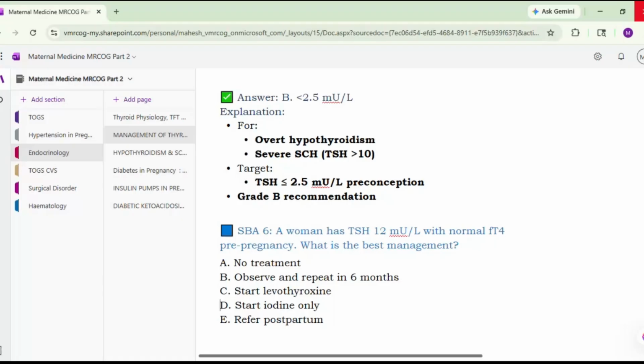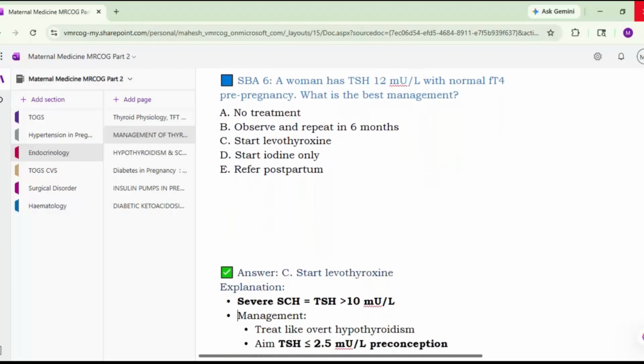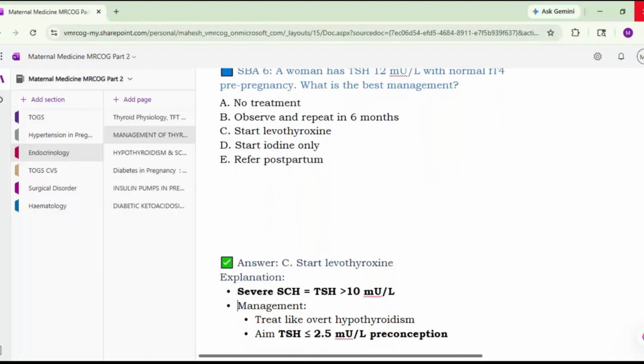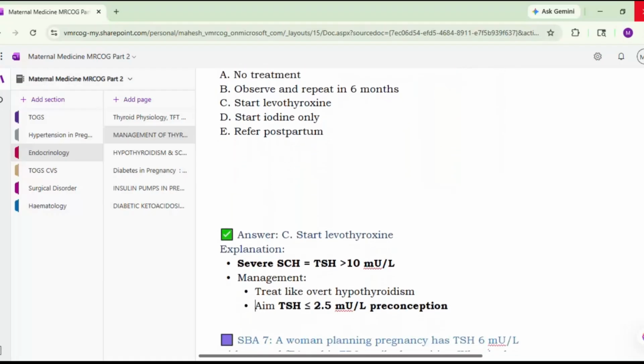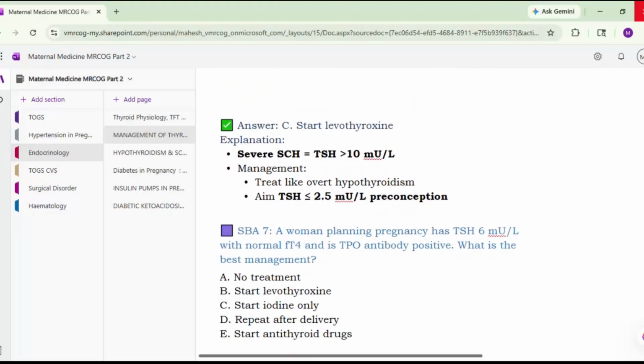Next. A woman has TSH 12 milliunits per liter with normal free T4 pre-pregnancy. What is the best management? A, no treatment. B, observe and repeat in 6 months. C, start levothyroxine. D, start iodine only. E, refer postpartum. C, start levothyroxine. So what is the concept here? It is severe subclinical hypothyroidism, and her TSH should be brought to less than 2.5. Correct. Severe SCH, TSH more than 10 milliunits per liter: treat like overt hypothyroidism, and bring the TSH to less than 2.5.